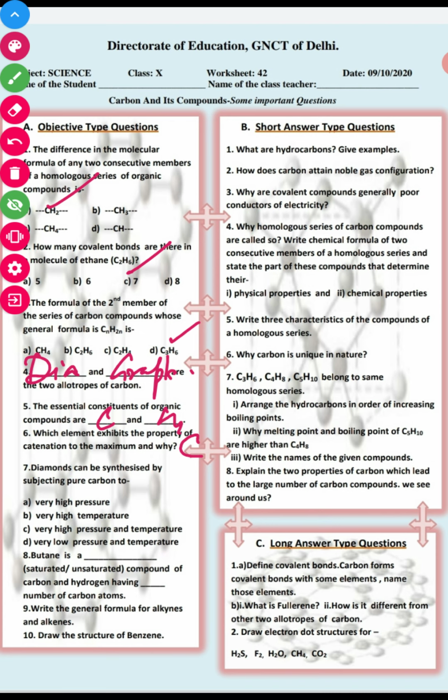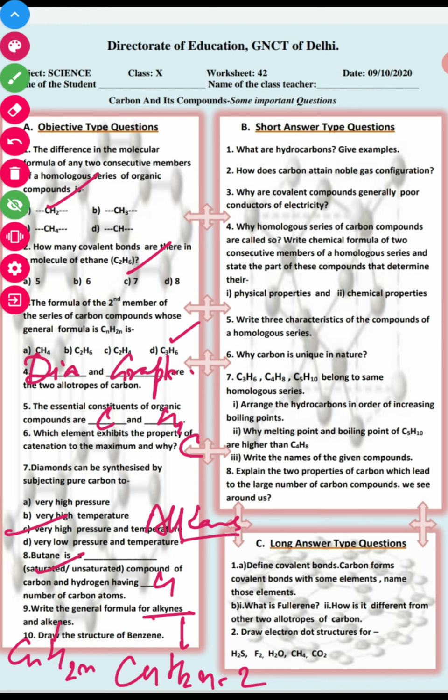Next, diamond can be synthesized by high pressure and temperature. Next question, butane is a saturated compound of carbon because it belongs to the alkane series. Okay, a compound of carbon and hydrogen having 4 carbon atoms. Write the general formula of alkyne. The general formula for alkyne is CnH2n minus 2, and the general formula of alkene is CnH2n.